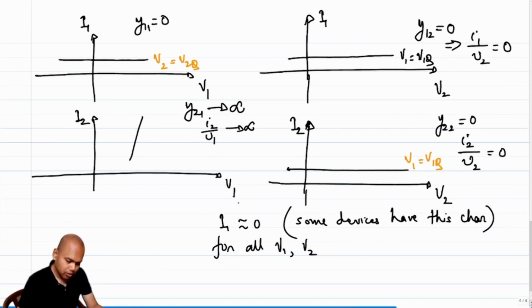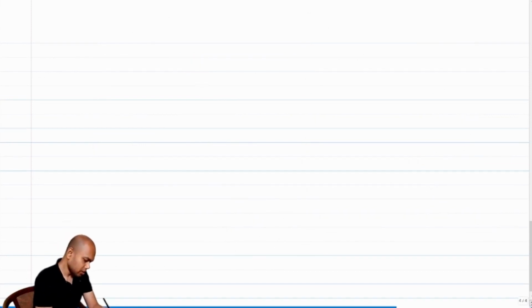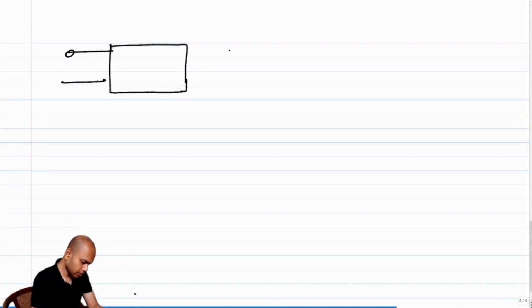Okay, so what are the other 2 plots? So again, if I sketch the 2-port network in a generalized form, let me mark these as V1, V2, as we have been doing throughout.